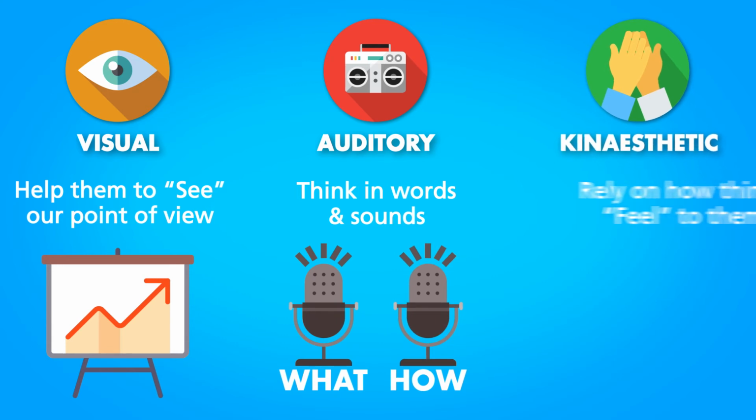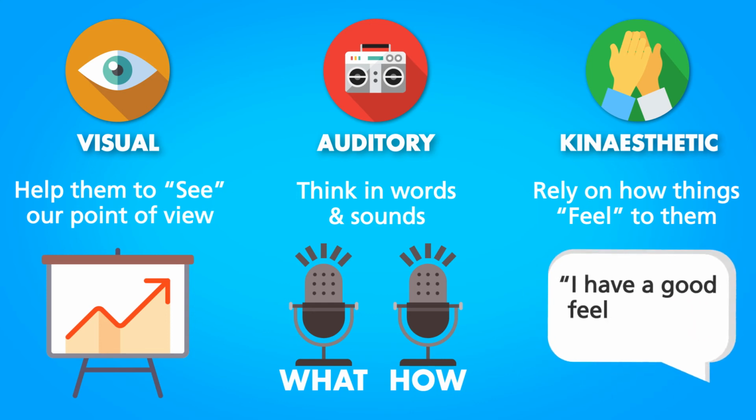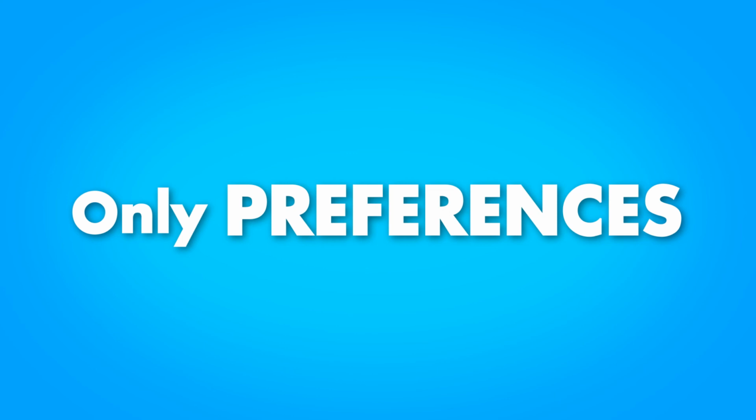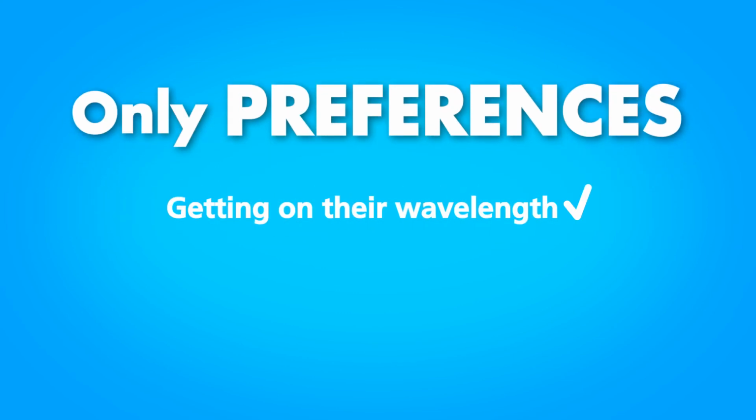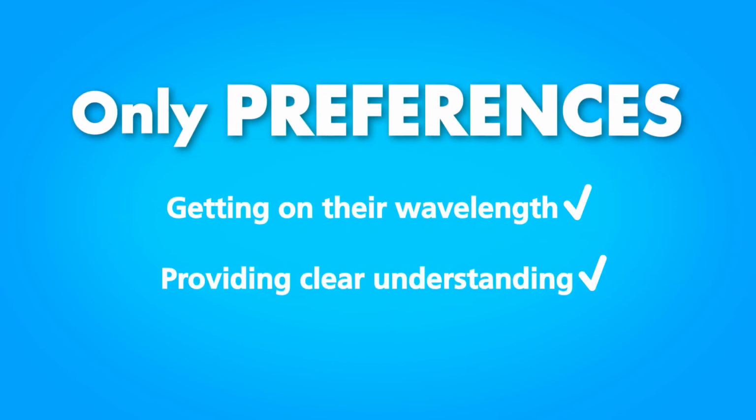And kinesthetic people tend to rely on how things feel to them as they communicate after they have seen and heard things. "I have a good feeling about this," for example. These are only preferences, but if you can communicate in the way the other person assesses information, you have a greater chance of being on their wavelength and helping them understand things more clearly.